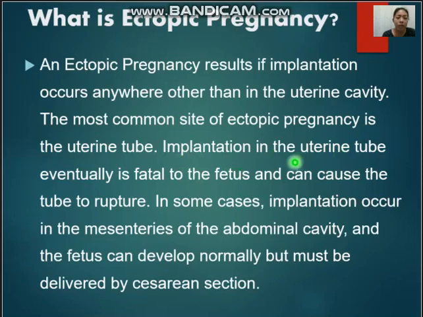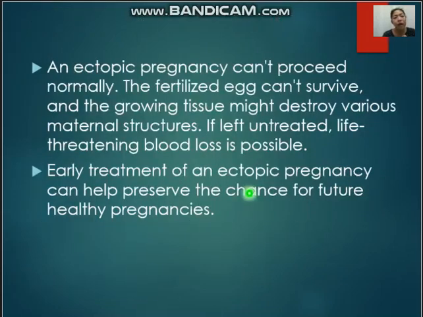Implantation in the uterine tube eventually is fatal to the fetus and can cause the tube to rupture, considerably because the fallopian tube in itself is not the proper place for the growing fetus. It cannot accommodate a growing fetus. In some cases, implantation occurs in the mesenteries of the abdominal cavity and the fetus can develop normally but must be delivered by cesarean section. Now, an ectopic pregnancy cannot proceed normally.